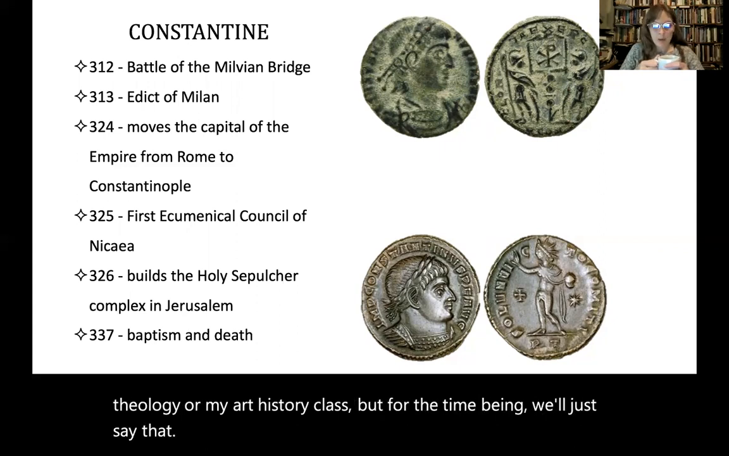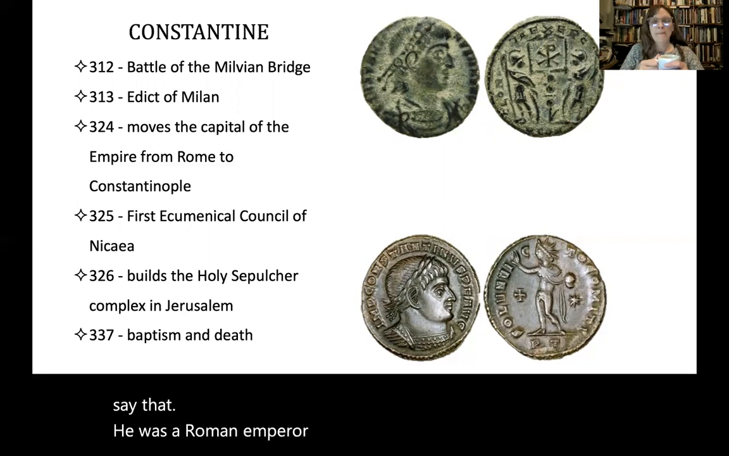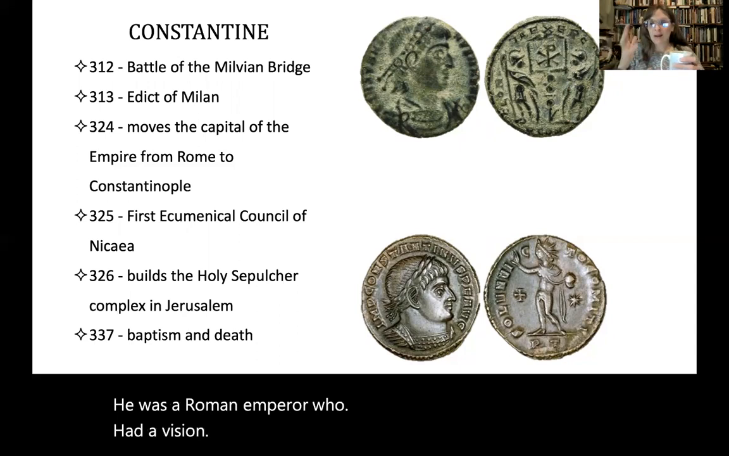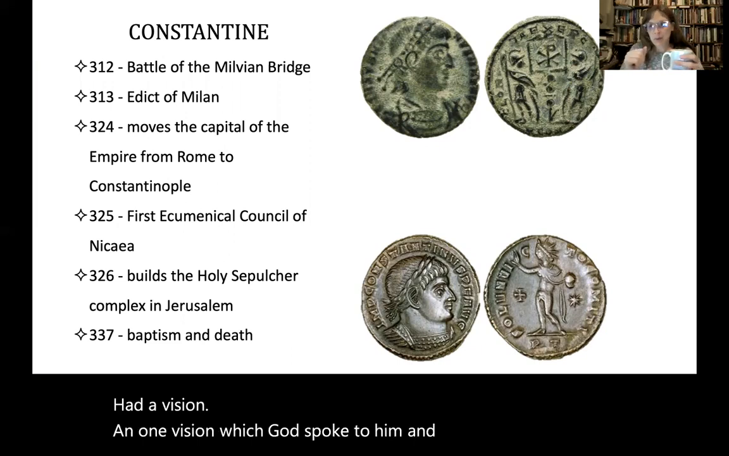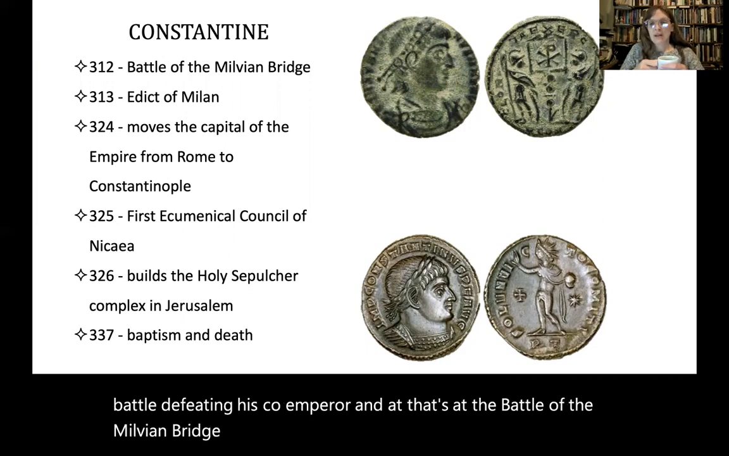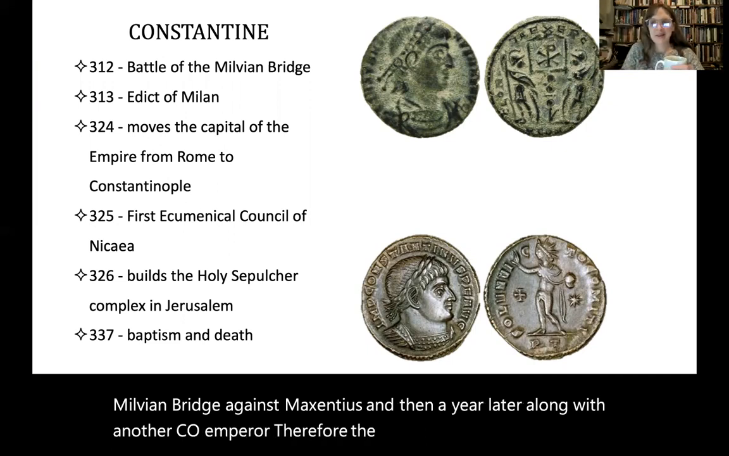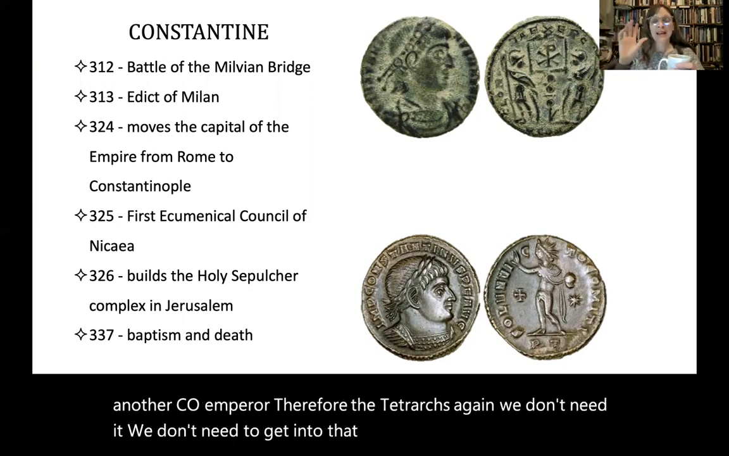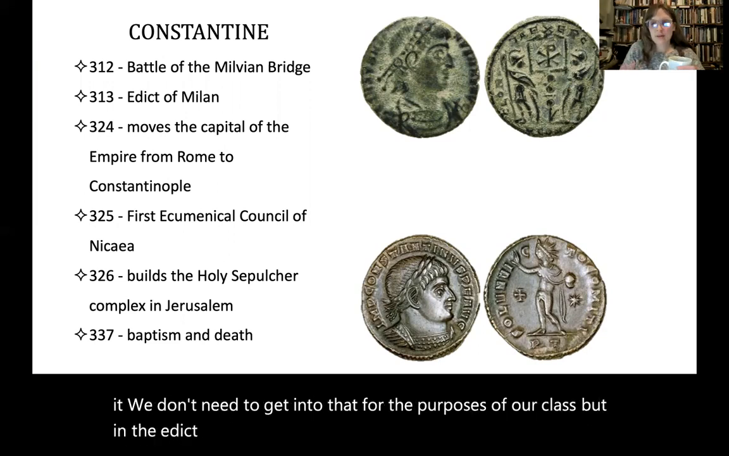he was a Roman emperor who had a vision in which God spoke to him, and he won this important battle, defeating his co-emperor. And that's at the Battle of the Milvian Bridge against Maxentius. And then a year later, along with another co-emperor, there were four, the tetrarchs. Again, we don't need to get into that for the purposes of our class. But in the Edict of Milan, he legalized Christianity and some other minority religions in the Roman Empire.